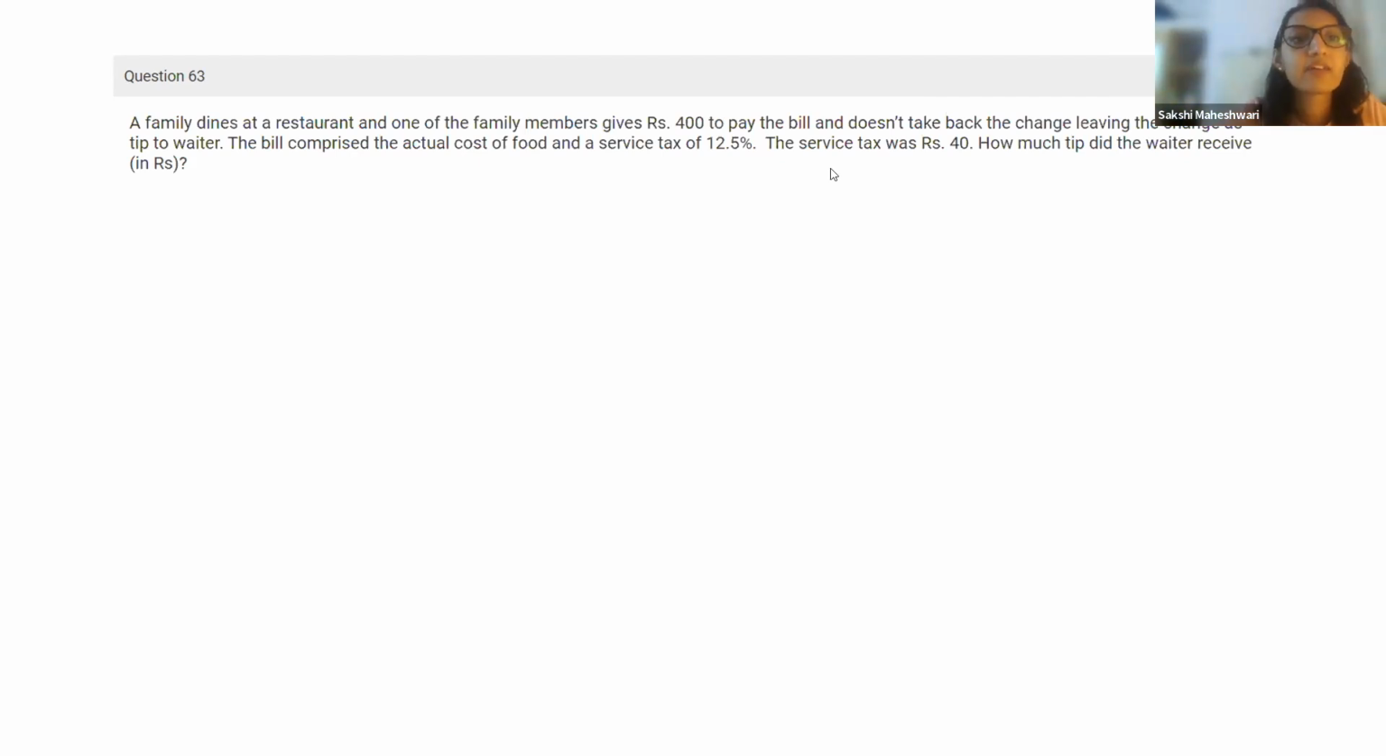Now, a family dines at a restaurant and one of the family members gives rupees 400 and doesn't take back the change as a tip. Now, the bill comprised the actual cost and service tax of 12.5% of food, and there was a tip. This is 400 and this is 40.